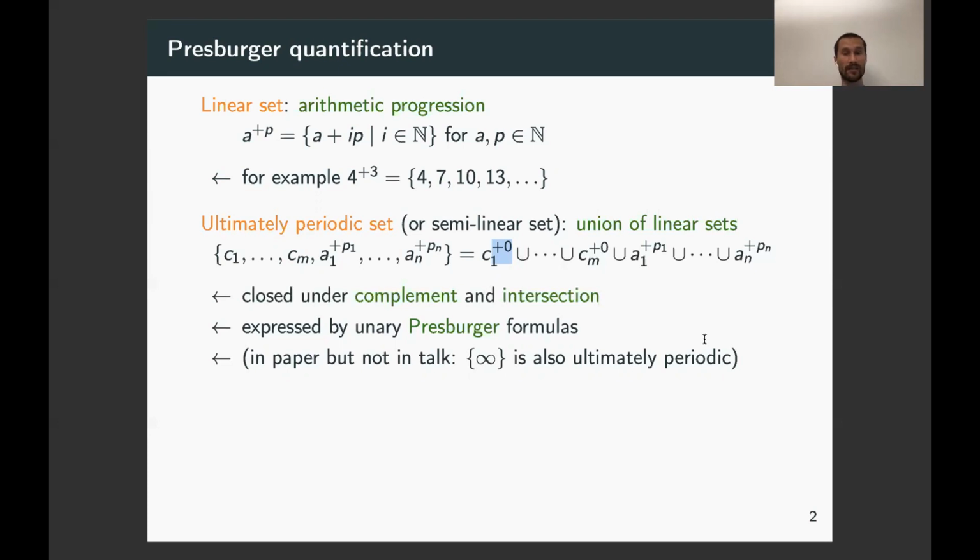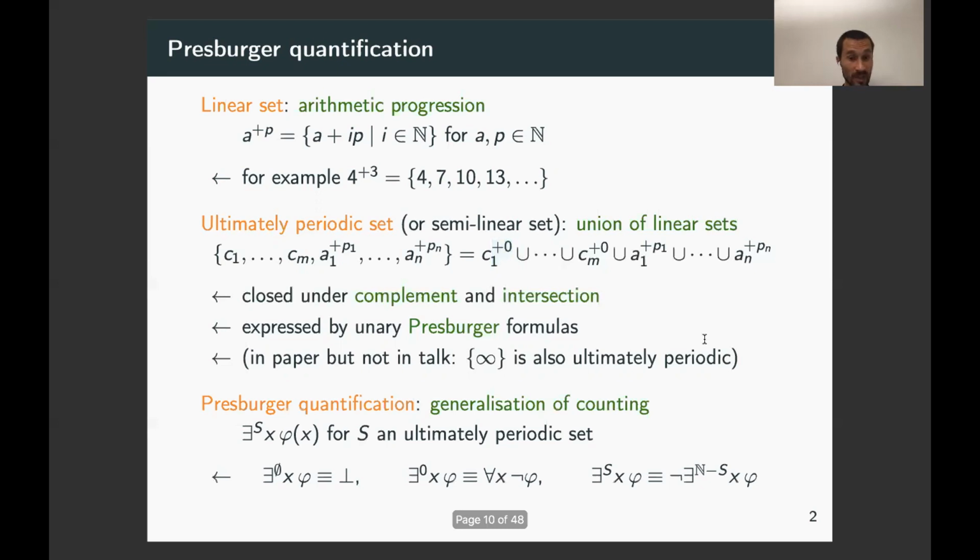I will come to Presburger arithmetic in a minute. In the paper, we also consider infinity as an ultimately periodic set, but for the sake of this talk, we don't bother about it. So what is Presburger quantification and what can we do with this? Well, it's a generalization of counting, of course, because now we can have exists S x phi, where S is not just maybe a number as in C2, but maybe an ultimately periodic set. And here we can have quite nice equivalences. For example, we can express false, bottom, as exists empty set x phi.